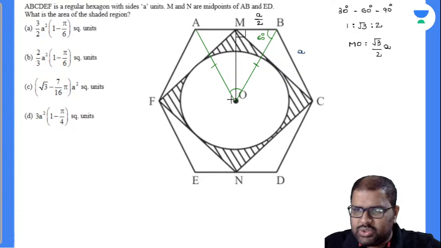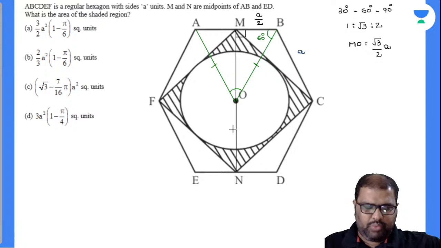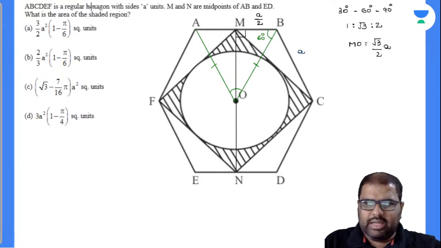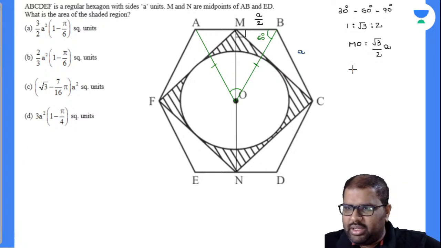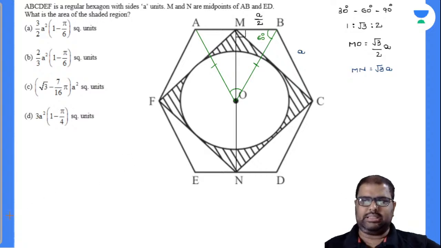Similar case, so I will be extending this O to N. Now closely observe there, ON will also be root 3 by 2 A. By this, what can I write down? My MN value will be how much? MN value is nothing but equal to root 3 A. I hope you are clear regarding this.